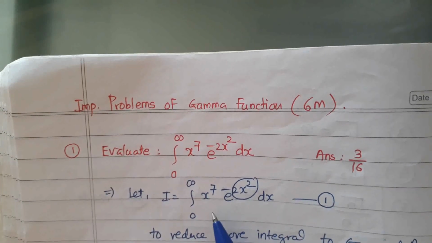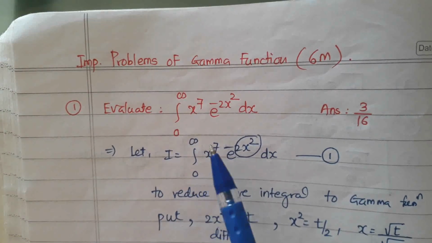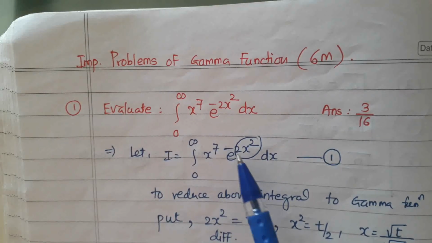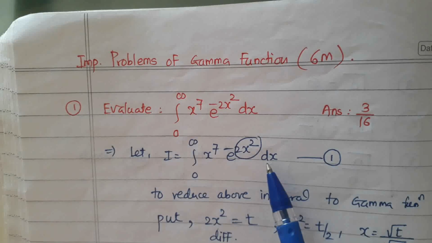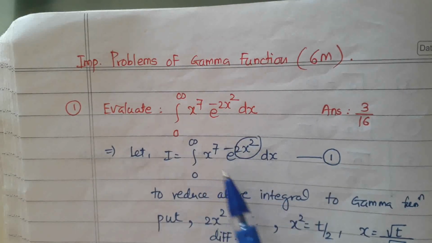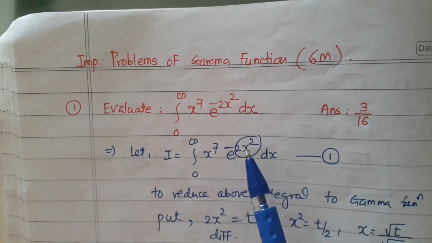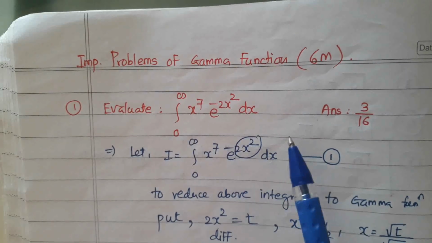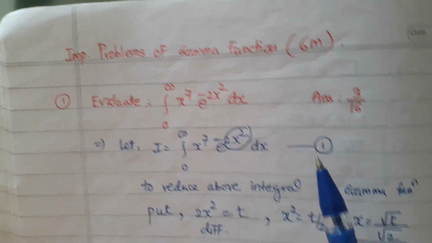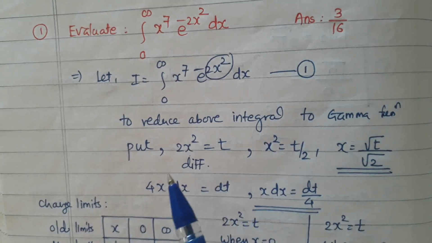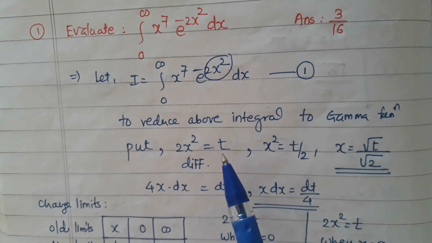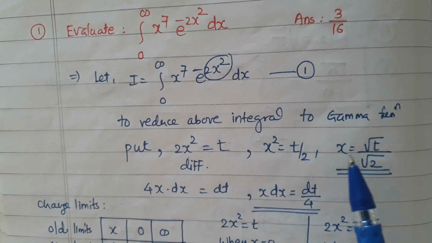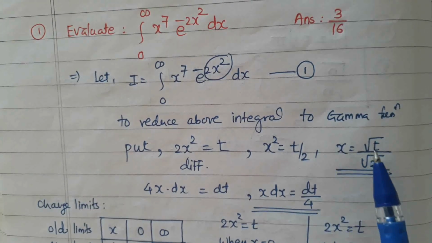For that, let I be equal to the given integral 0 to infinity x raised to 7 e raised to minus 2x square dx. To write this integral in the form of the gamma function, use the substitution 2x square is equal to a single variable t. So to reduce this integral, use this proper substitution. 2x square is equal to t, x square is equal to t by 2. Take the square root on both sides, x is equal to root t upon root 2.